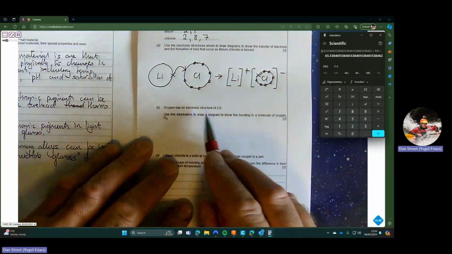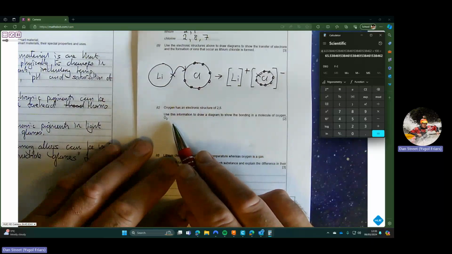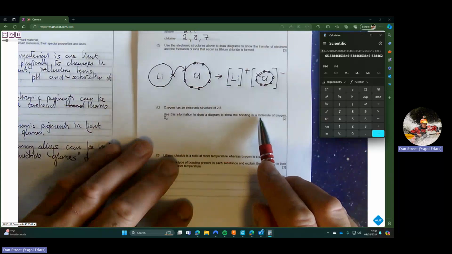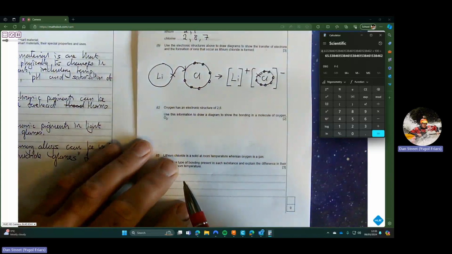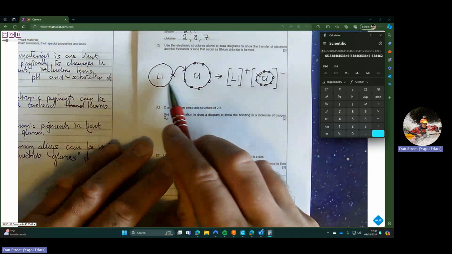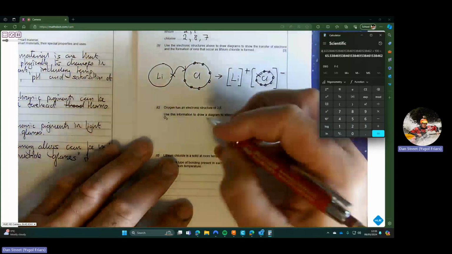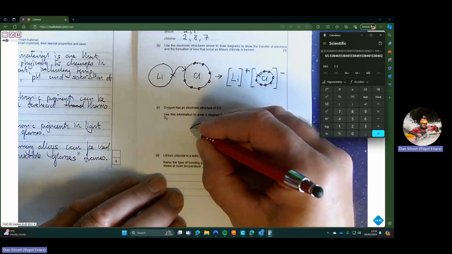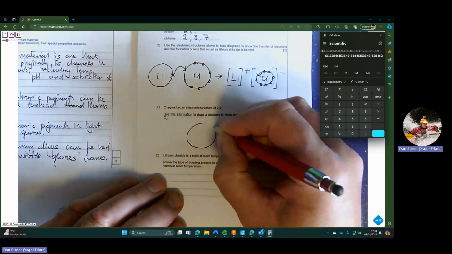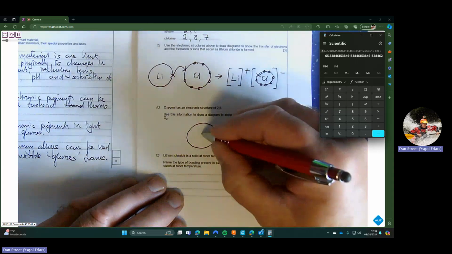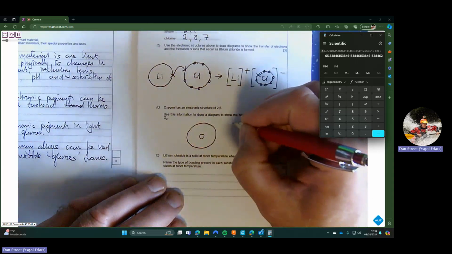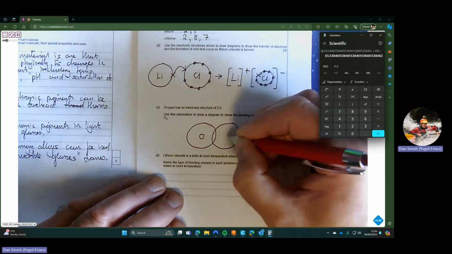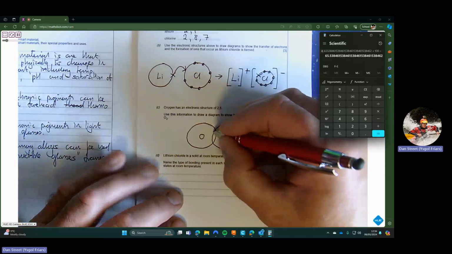Okay, oxygen has an electronic structure of 2,6. Use the information to draw a diagram to show the bonding in a molecule of oxygen. Okay, so the clue here is it's a molecule, but also that we've only got non-metals. So this time it's not the ion formation type of diagram, it's the sharing of electrons type of diagram. And what we need to remember about oxygen is that it needs 2 electrons to get a full outer shell. So consequently, we need to share 2 pairs. So we need a reasonable space for the overlap.